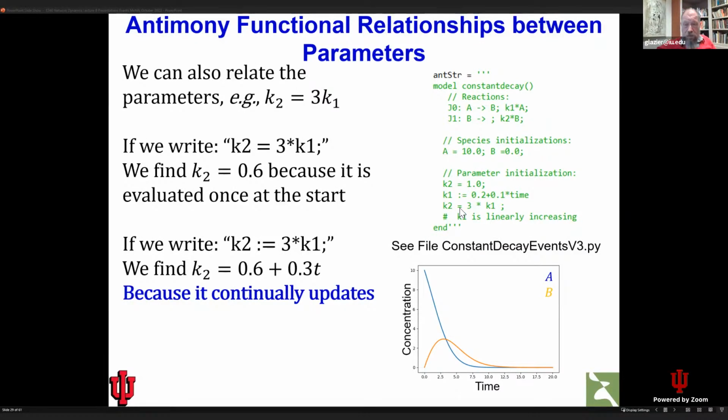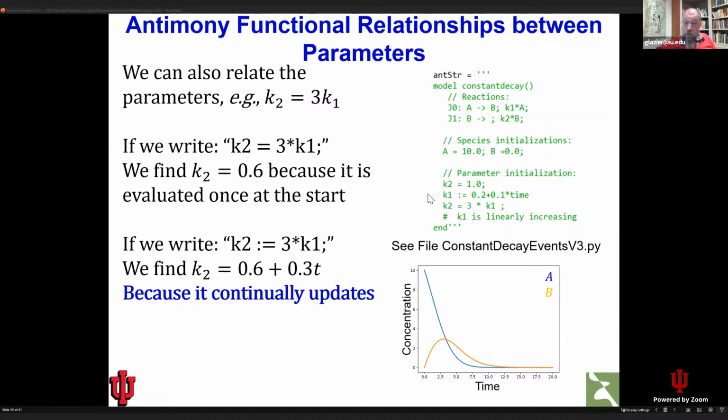the regular equal signs are only evaluated when the Antimony string is parsed, when you do your load A. And so if I set K2 equals 3 times K1, and suppose K1 is initially 1, then the value of K2 will be 3. If I now go in Python and change the value of K1 to be 2, the value of K2 does not change.